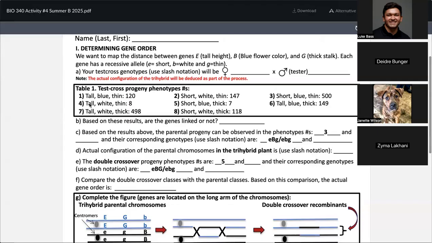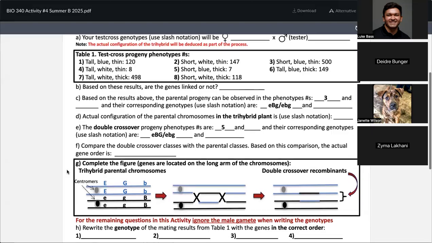And then for seven, to get its genotype, you'll just look at it. So tall looks like it's dominant E, white is going to be recessive b since big B is blue, which is dominant, and then thick will be what? Big G. Yeah, so then you'll get the other trihybrid genotype. Okay, makes sense. Thank you. Of course. And like I said, you'll be doing the same thing with the double crossover progeny phenotypes and genotypes.